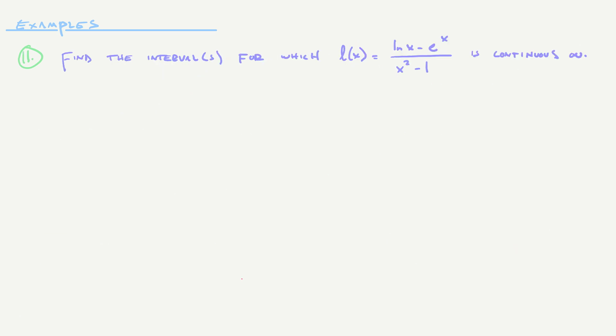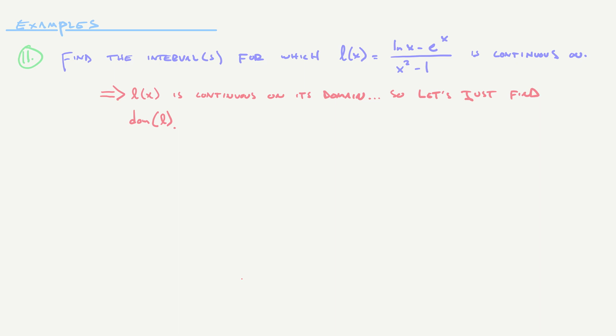Number 2, find the interval or intervals for which L of x is continuous. It's a weird looking function, not really a rational function since the numerator is not a polynomial, but some kind of combination function that involves logarithms, exponential functions, and a quadratic. Well, that basically just means find its domain. And again, if you want to find where some pre-calc combination function is continuous, all you need to do is figure out what the collective domain is.